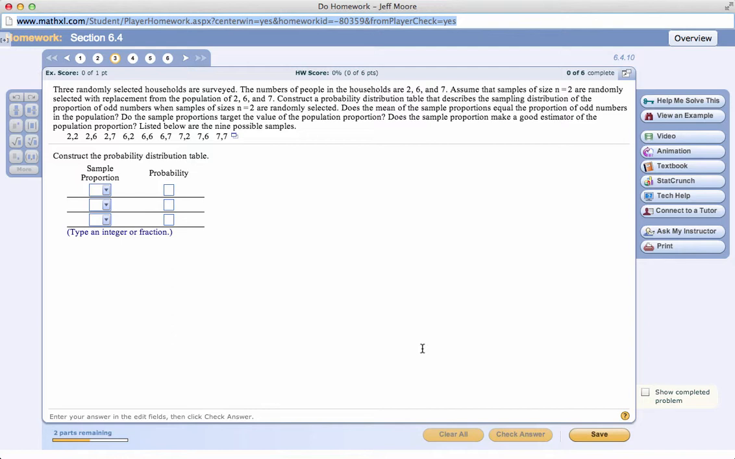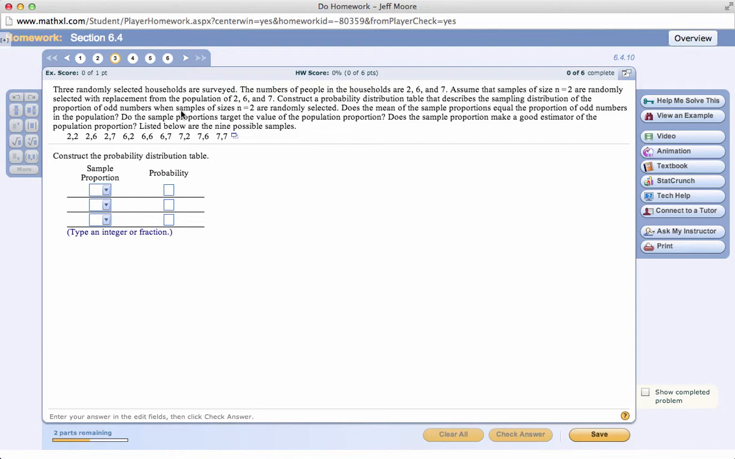Listed below are the 9 possible samples. So we can see that what we have here are 9 samples. We have where 2 was selected with 2, 2 was selected with 6, 2 was selected with 7, and then 6 was selected with 2, 6 was selected with 6, and 6 was selected with 7, and then 7 was selected with 2, 7 was selected with 6, and 7 was selected with 7. And it's important to note that these selections were made with replacement. So each one of these represents a different selection.